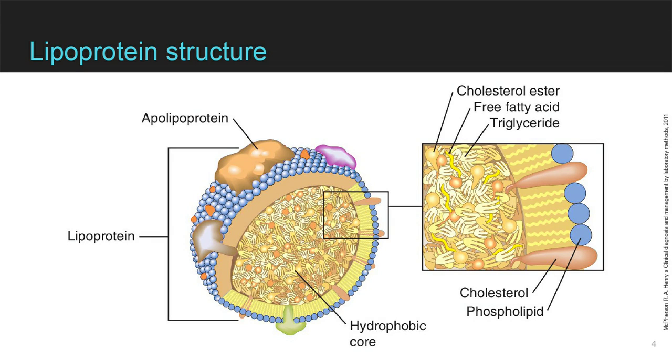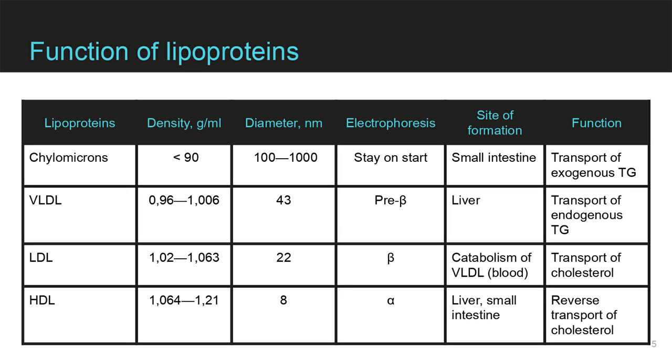So this is the general structure of lipoproteins. We know several types of lipoproteins. Here is the list of these lipoproteins: chylomicrons, very low density lipoproteins, low density lipoproteins, and high density lipoproteins. We distinguish them according to their density.